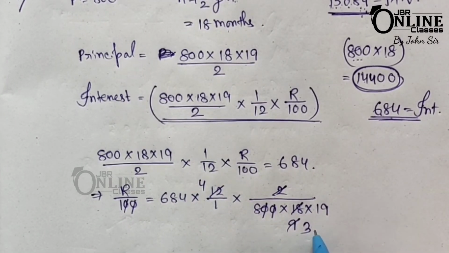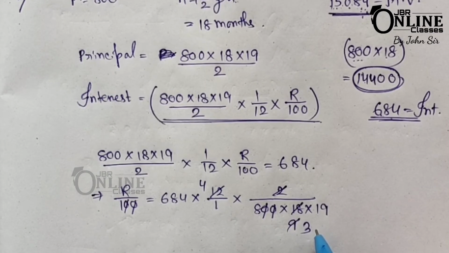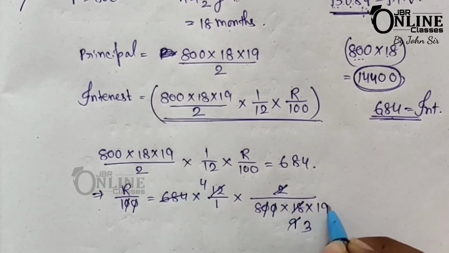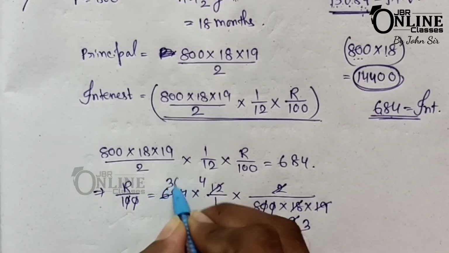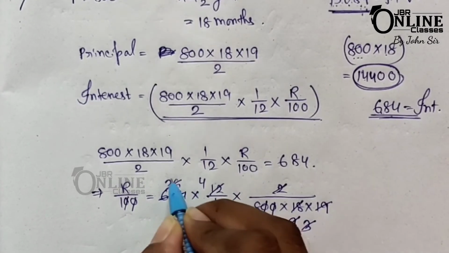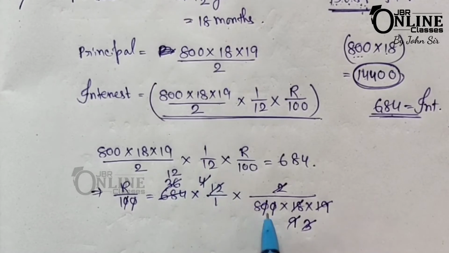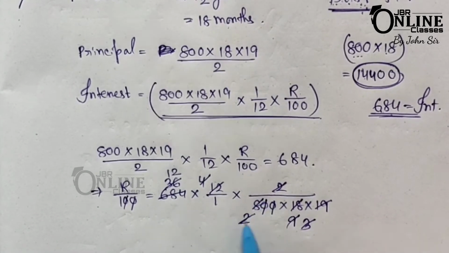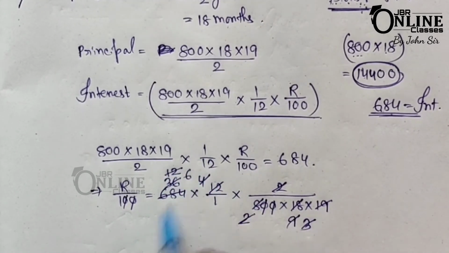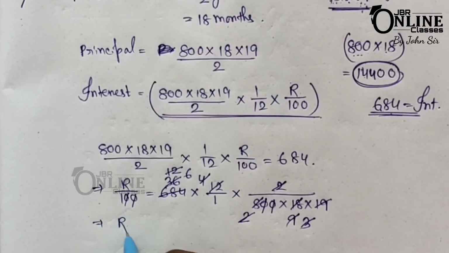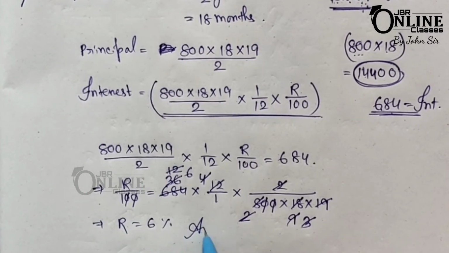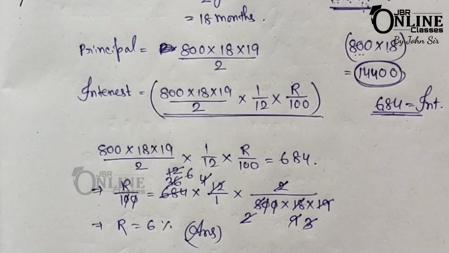The next one, 684 cancels out with 19 and it becomes 36, then 3 divides 36, it becomes 12. So here 12 in 4, now 4 cancels out with 8, it becomes 2, 2 cancels out with 6, it becomes 12, it becomes 6. So here r equals 6% and that is the answer.